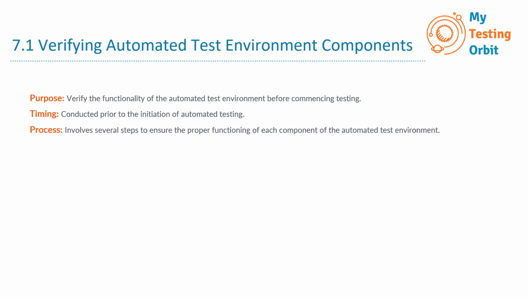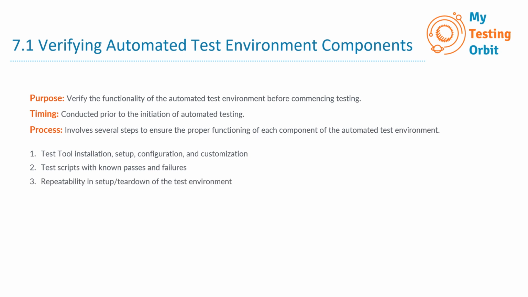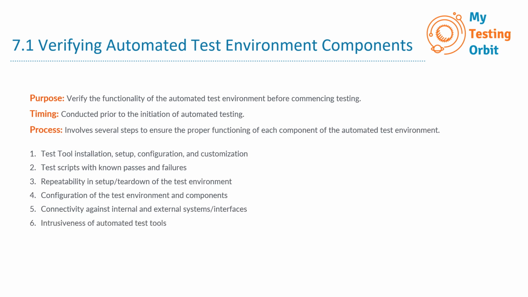There are a number of steps that can be taken to verify these components, and these are as follows. Number 1, test tool installation, setup, configuration, and customization. Number 2, test scripts with known passes and failures. 3, repeatability in setup, tear down of the test environment. 4, configuration of the test environment and components. 5, connectivity against internal and external systems/interfaces. 6, intrusiveness of automated test tools. And 7, framework component testing. Now let's have a look at each of them in detail.